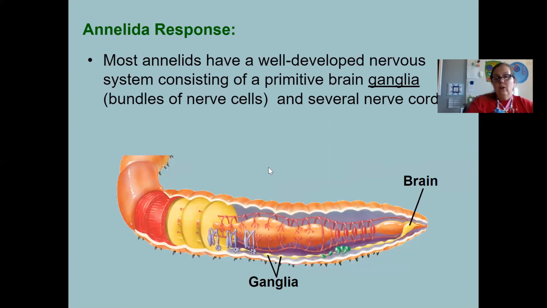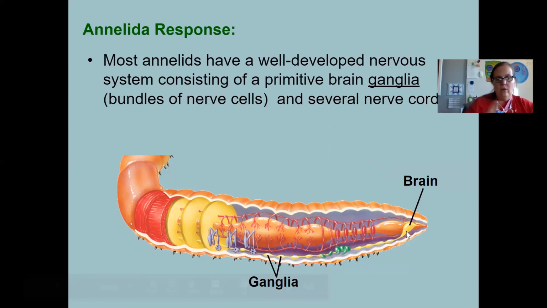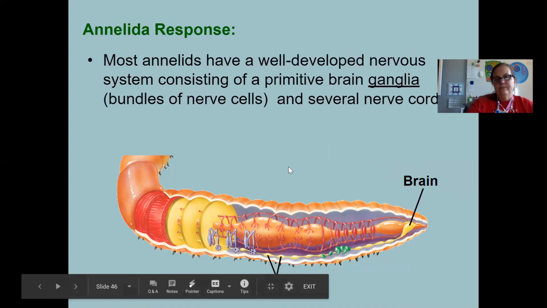Response, there are ganglia, nerve cells, and nerve cords. There is a brain, but it's just kind of like a pocket of nerve cells, and so all of those are able to respond. So this animal can respond to certain levels of humidity. If you've ever noticed, after it rains, all the worms are on the blacktop. They can respond to light. They can respond to many things.